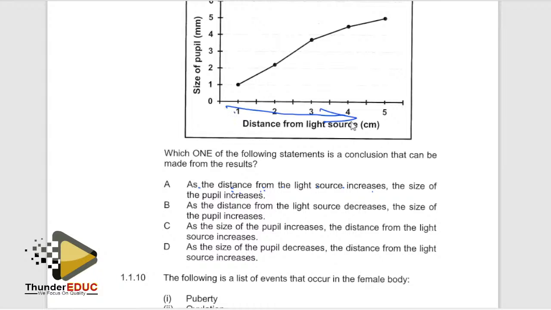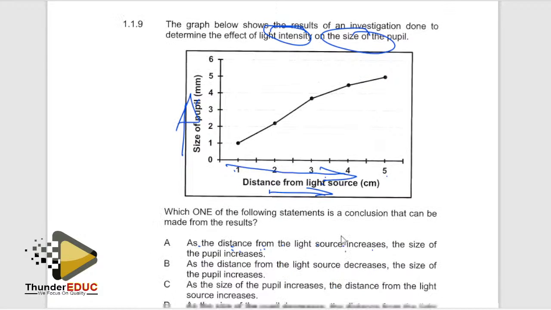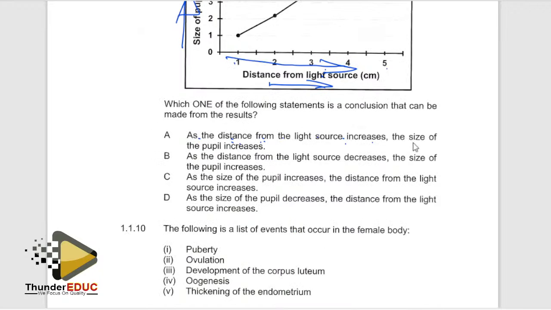A distant object, as distance from the light source increases, yes, from 1 centimeter to 5 centimeters. Remember I told you that you have to start with the x-axis, because this is the independent variable. This cannot control that, it is this which controls that. So as the distance from the source of light increases, the size of the pupil also increases. Not the size of the pupil increases, the distance increases. No, that's the reverse. So as the distance from the light source increases, the size of the pupil also increases, so that it can allow more light entering the eye. So this one looks to be the correct answer, but let's first go and find out what makes the other ones wrong.